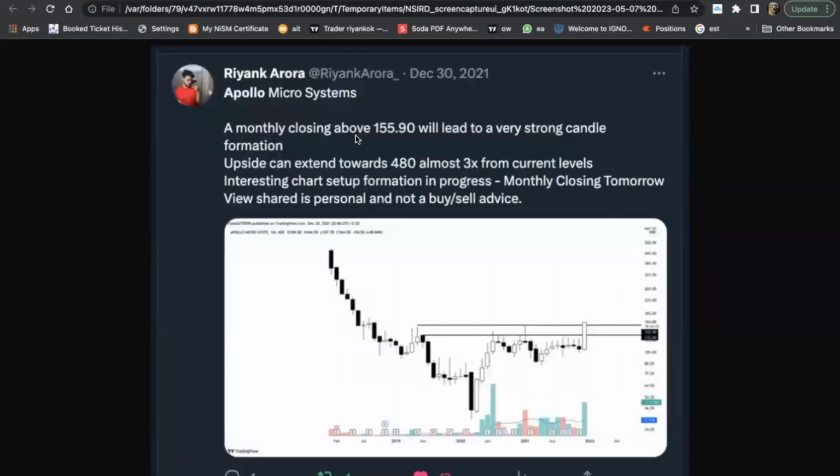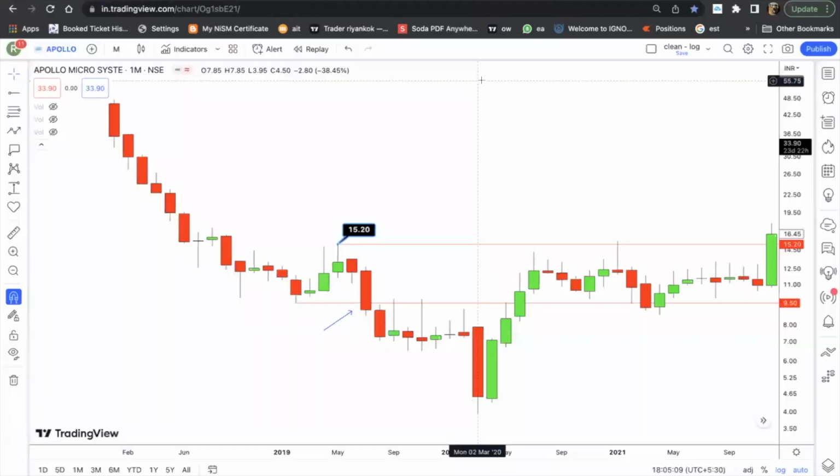Let me just show you a screenshot as well. I had posted on my Twitter account right here. A monthly closing above 155 will lead to a very strong candle formation. Upside can be almost towards 480, which is almost 3x from current levels. So this was a tweet which I had made back on 30th of December 2021, which was almost similar to this pattern. Okay, which is this pattern only, by the way, longest downtrend reversal pattern. So this breakout happened right here.